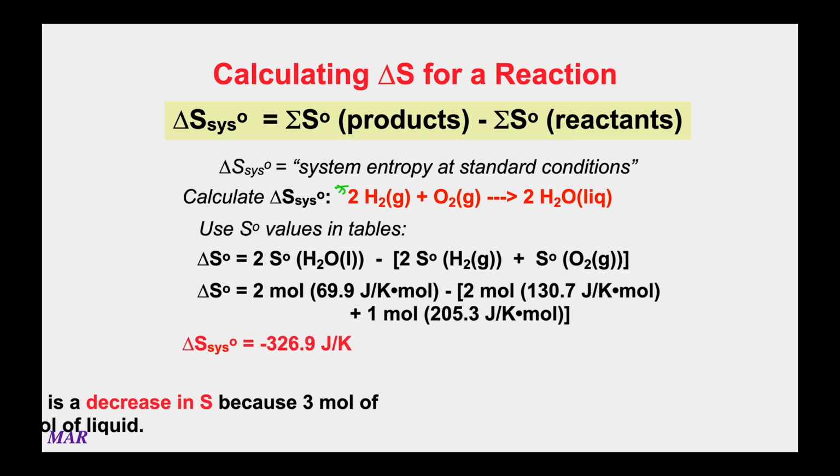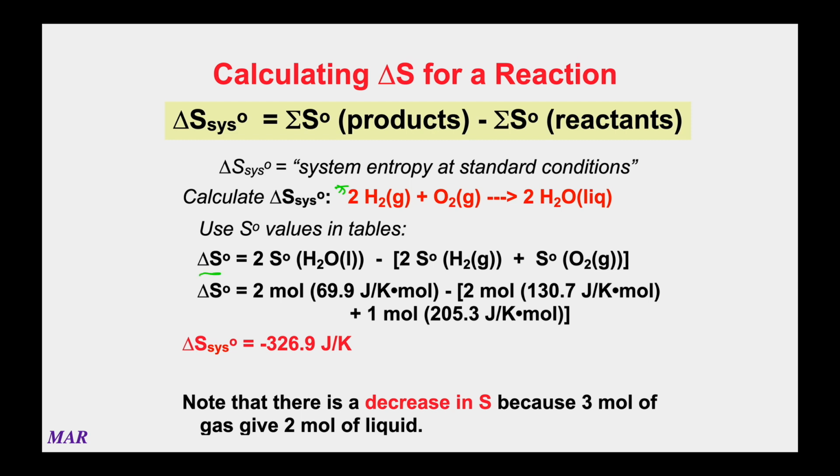So if you do this, the overall delta S is the products, which is that part right there, minus this part right here, which is the reactants. So products minus reactants, and the stoichiometries follow. So we're going to multiply the liquid water by 2. We're going to multiply the other ones by whatever they need to. And unlike enthalpy, H2 and O2 have entropy values. You need to look them up. So when you do this, 2 moles of product minus the 2 hydrogens plus 1 mole of oxygen, you get a delta S of the system, which we'll talk about in a little bit, of negative 326.9 joules per Kelvin.